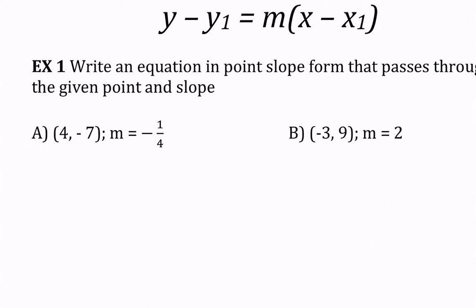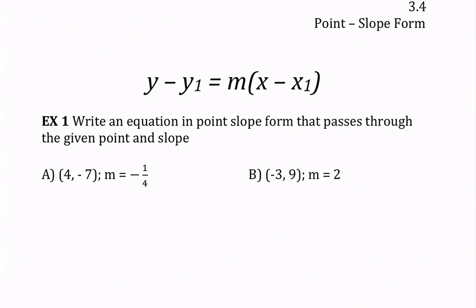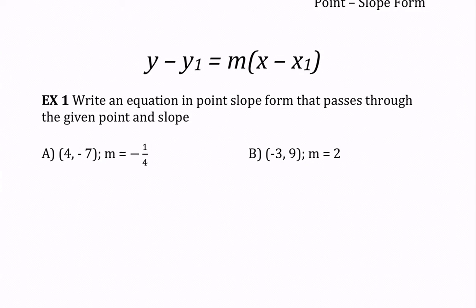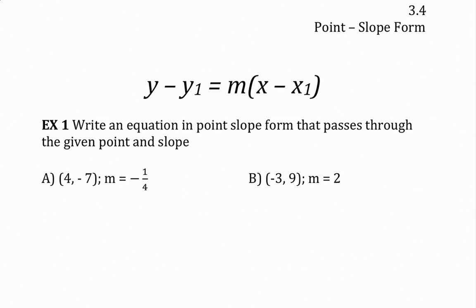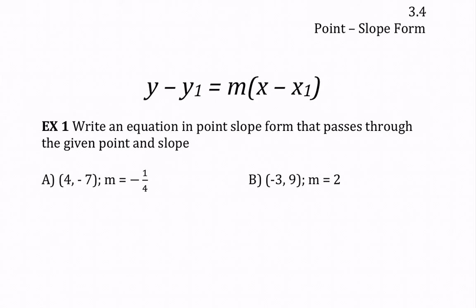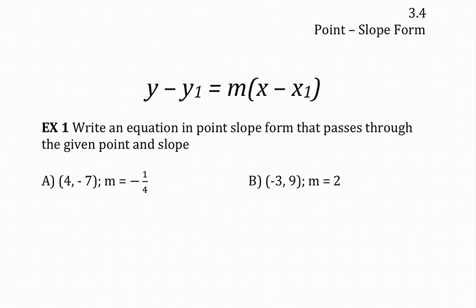Alright, so today is point-slope form. We already learned about slope-intercept form, and it kind of makes sense because to write a y equals mx plus b equation, you need slope and you need the y-intercept. It's called slope-intercept. So today we're going to be learning about point-slope form. We're going to need a point and the slope.